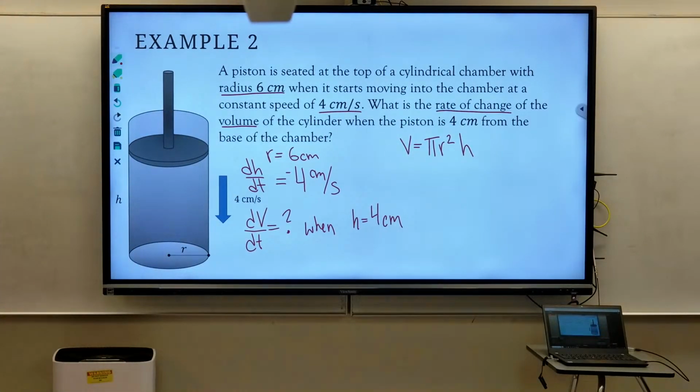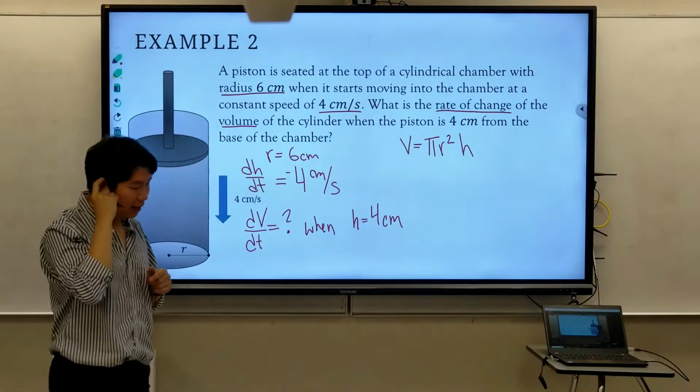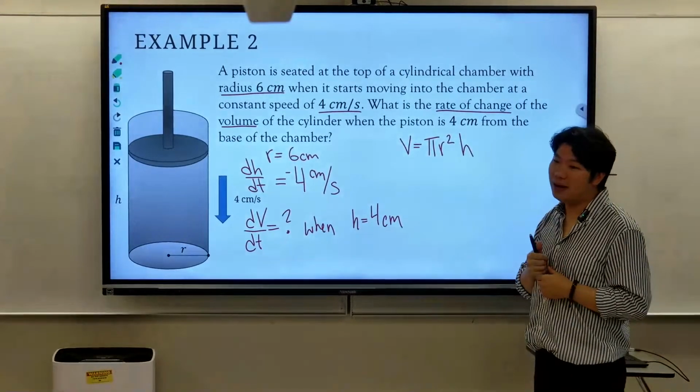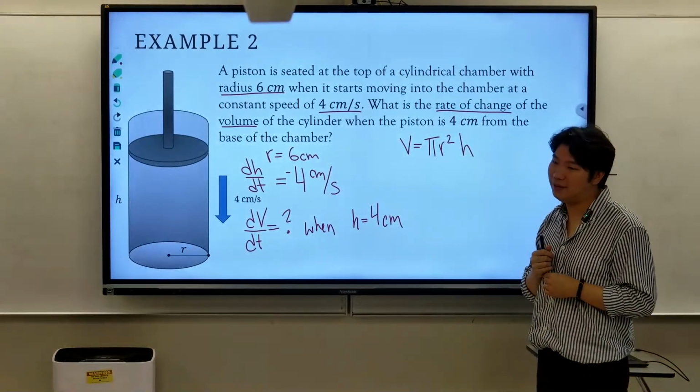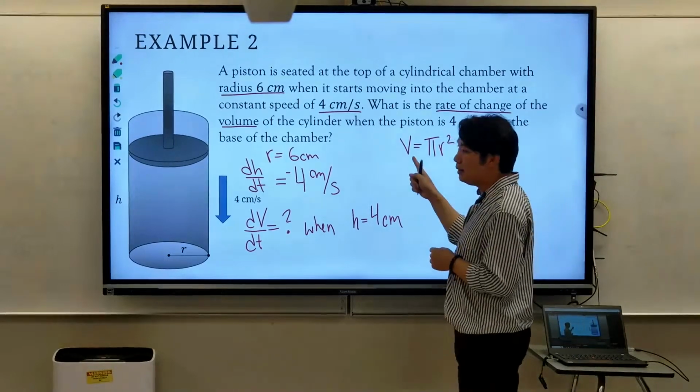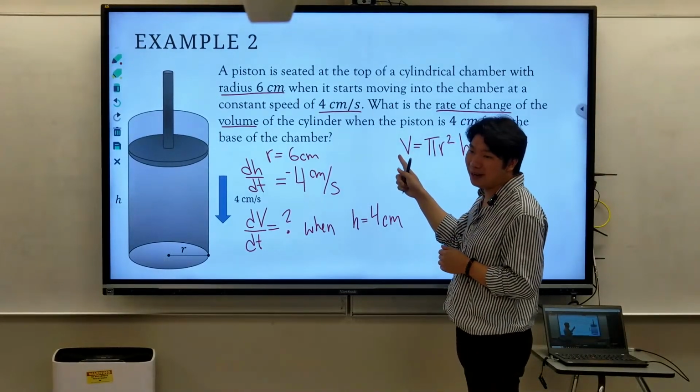So I have r, I have h, I have dV/dt, I have dh/dt. If I follow my 5-step plan, the next step is I take that equation and we're going to go ahead and actually take the derivative. So let's see what happens here. Derivative of V with respect to time.